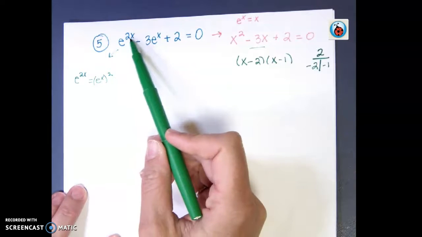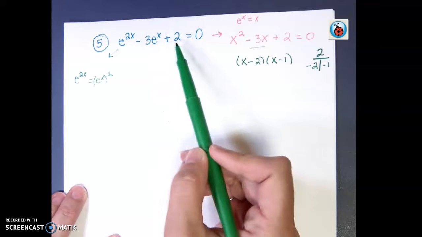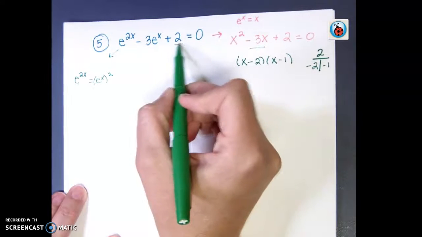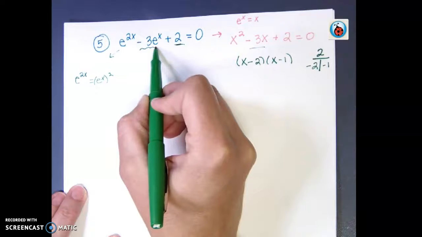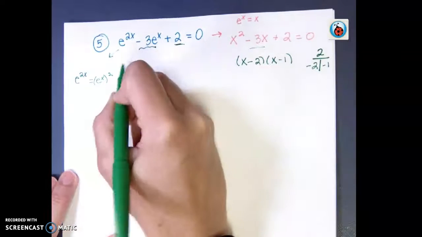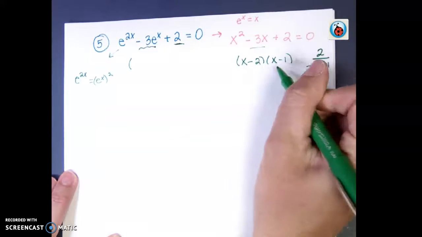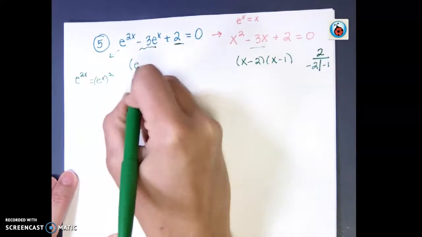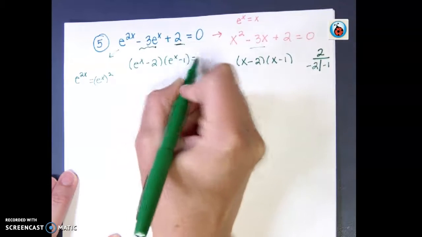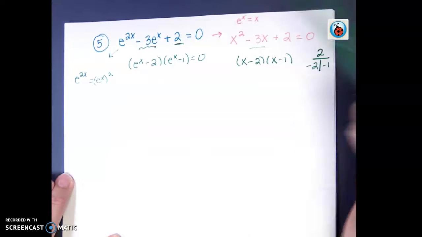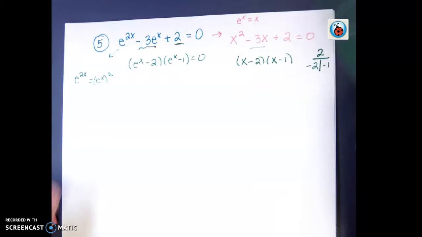This is your x squared term, this is your x term, this is just your number. So you're just looking for two numbers that multiply to 2 and add to negative 3, which we said were negative 2 and negative 1. So instead of putting x minus 2 and x minus 1, it's e to the x minus 2 times e to the x minus 1. Okay, so this is just like a comparison to show you where this comes from.